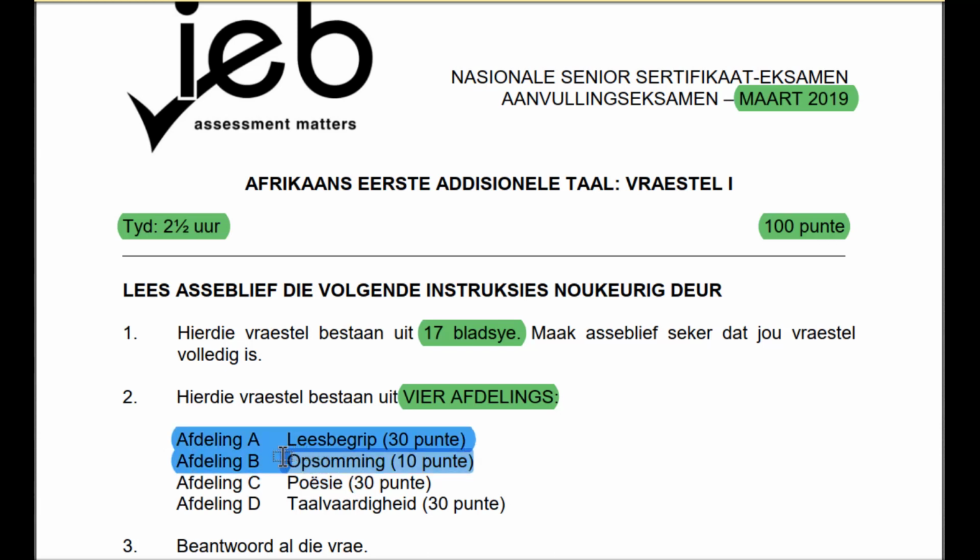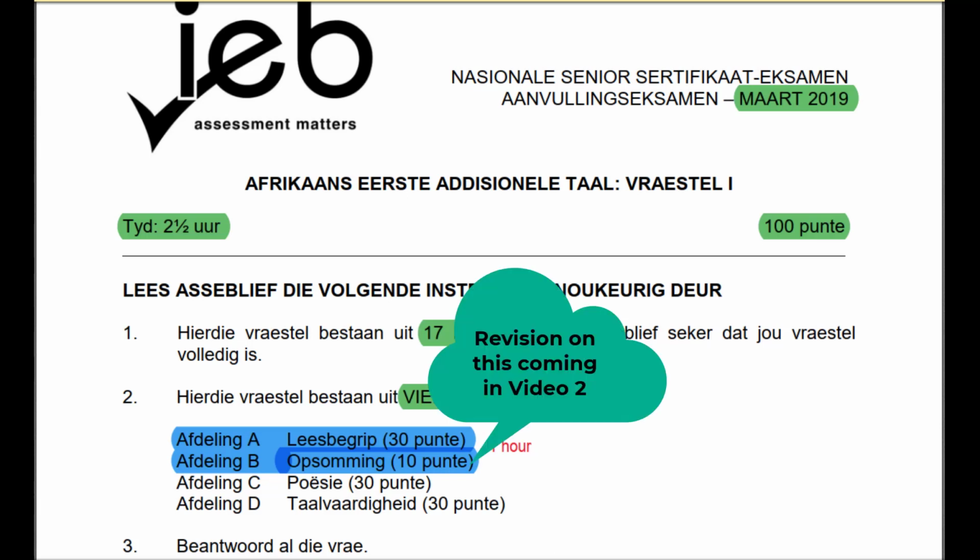So I would say, based on your time allocation, we have 2.5 hours, so I would spend at least 1 hour on section A and section B. Alright, so this would give you enough time to read through the passages, read through the questions, go back and look for the answers in the passages, and then write down your answers.